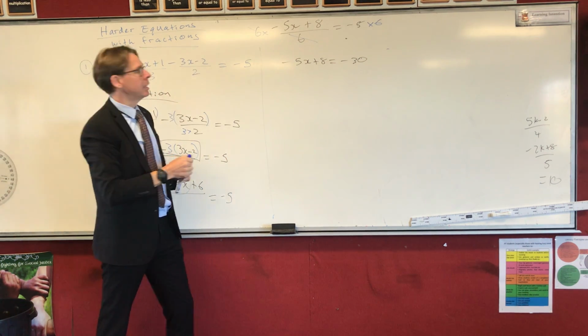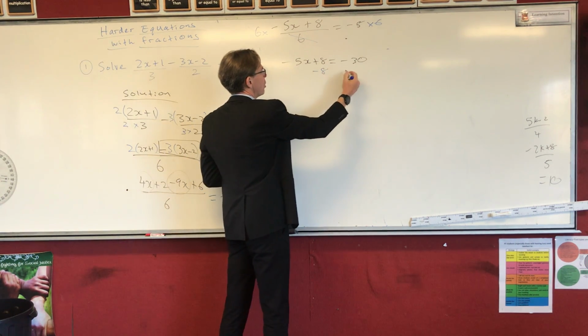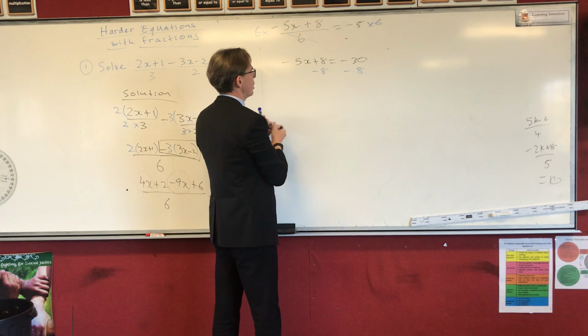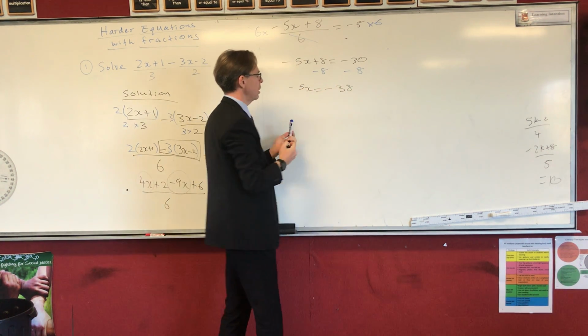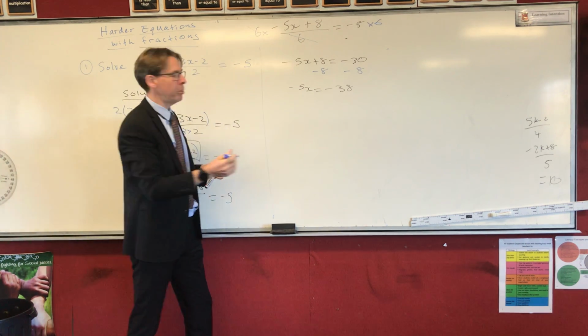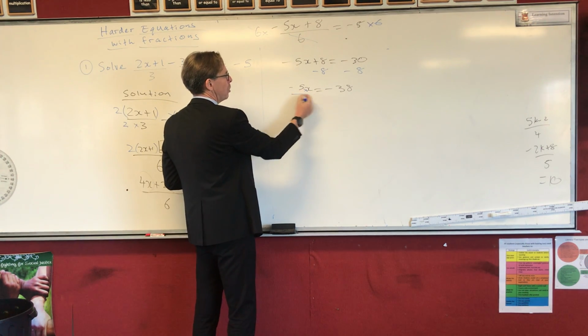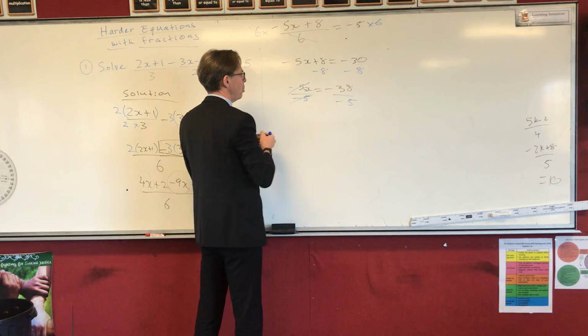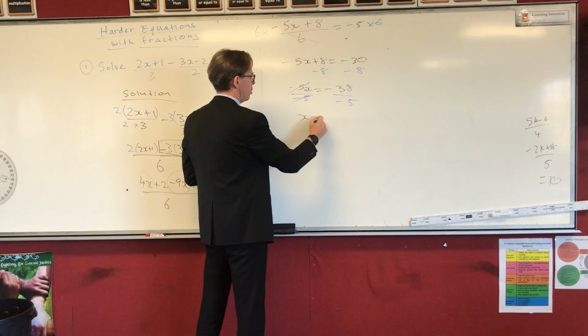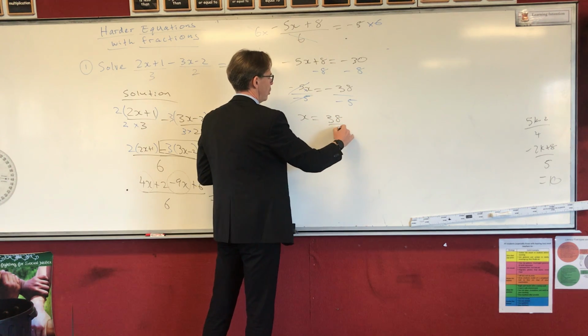Okay. Next step, minus 8, minus 8. And then it gives you minus 5x equals minus 38. And the last step is to get rid of the minus 5. There's the times there, so we do the opposite, divide by minus 5. Cancel, cancel. And you get x equals 38 on 5.